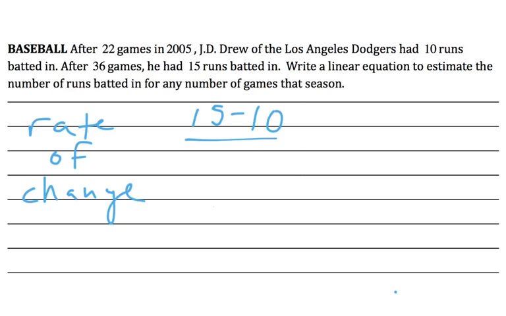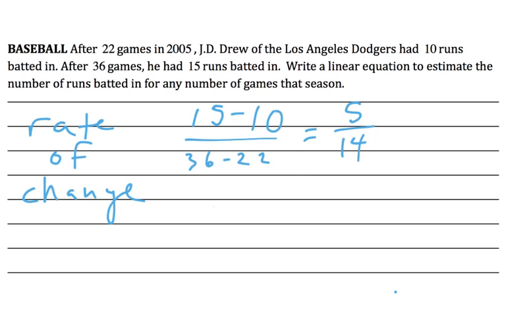But that didn't happen since the beginning of the season. It happened between 36 and 22 games. So here I'm going to take 36 and subtract 22, which would give me 5 RBIs for every 14 games. And that means that basically I can expect him to make 5/14ths of an RBI every game.